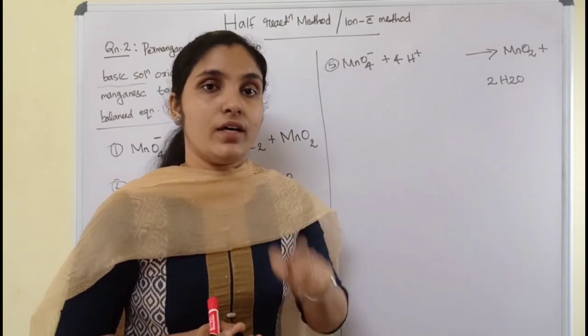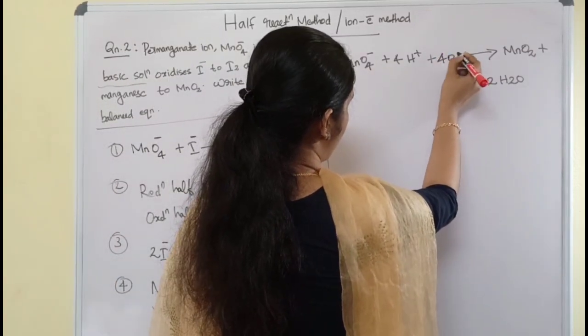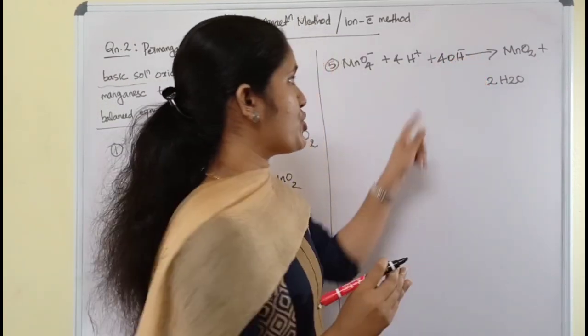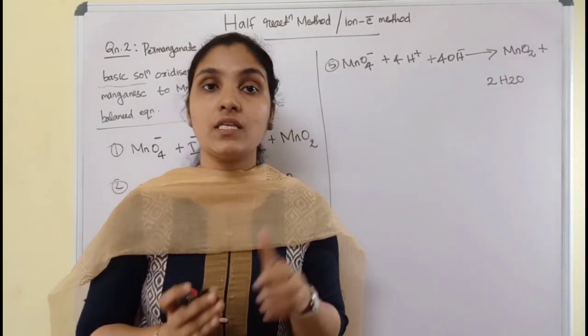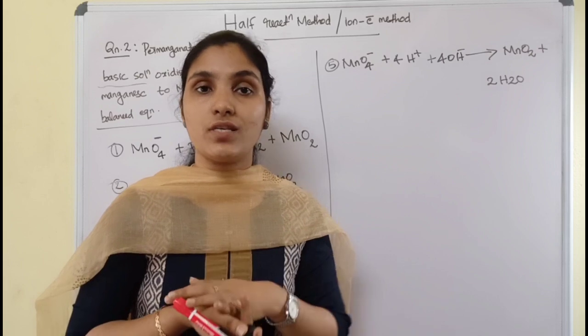Okay, but if we add this 4OH minus only to the left side, then again the balance between number of oxygen and hydrogen is destroyed.